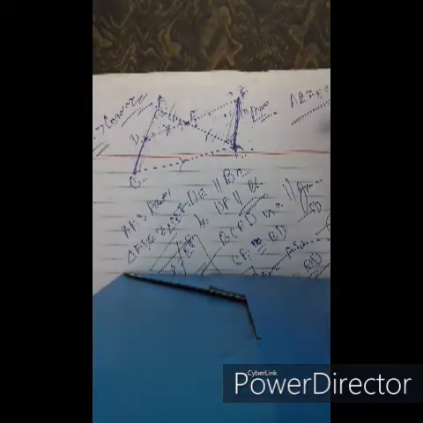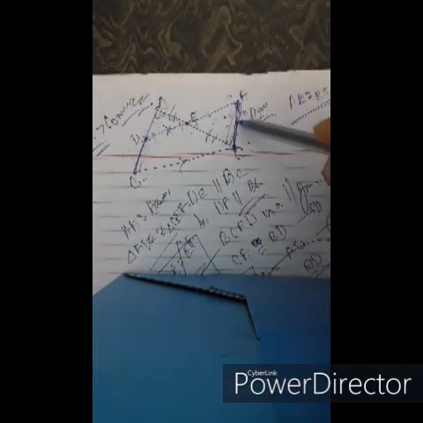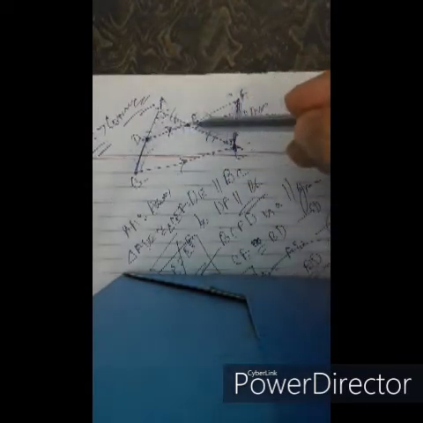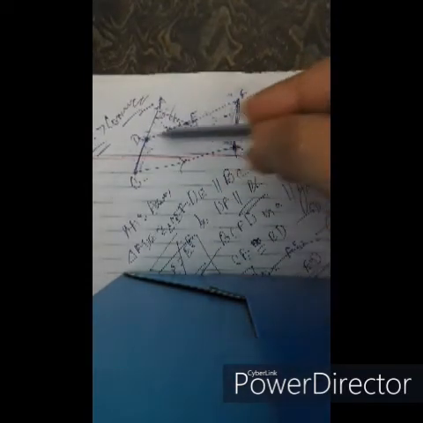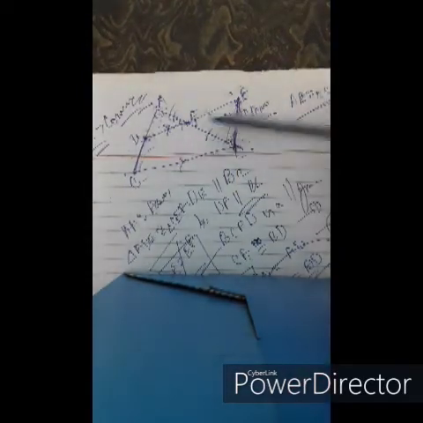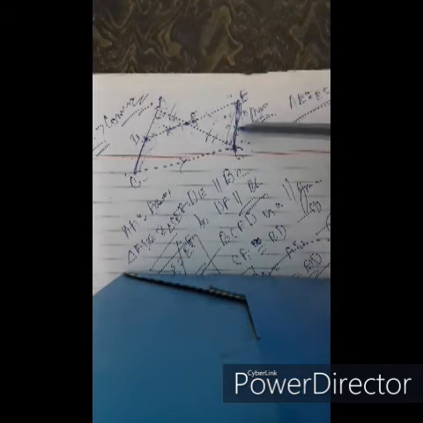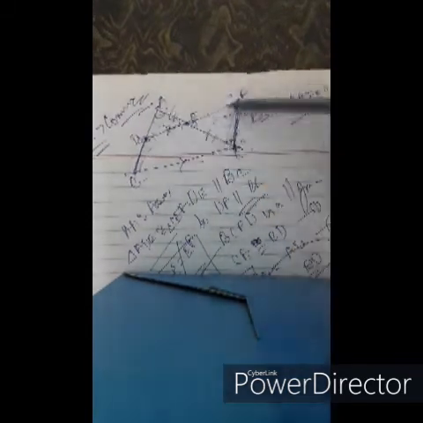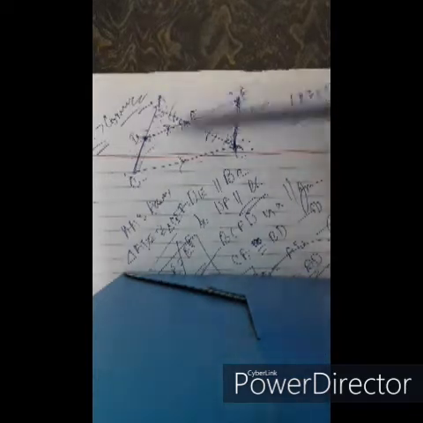I'm sorry, I'll repeat it again. By construction, we have taken CF parallel to BD, and it was earlier made that DE is parallel to BC. So DF is parallel to BC. Here, from the construction, we get CF parallel to BD and DE parallel to BC makes DF parallel to BC. So BCFD is a parallelogram.